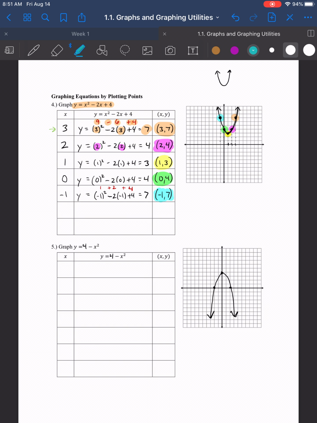And then you know that this has to be some sort of U shape, and as you can see there, I drew in that U shape like that. Okay, so that's a basic way to go through and plot these.